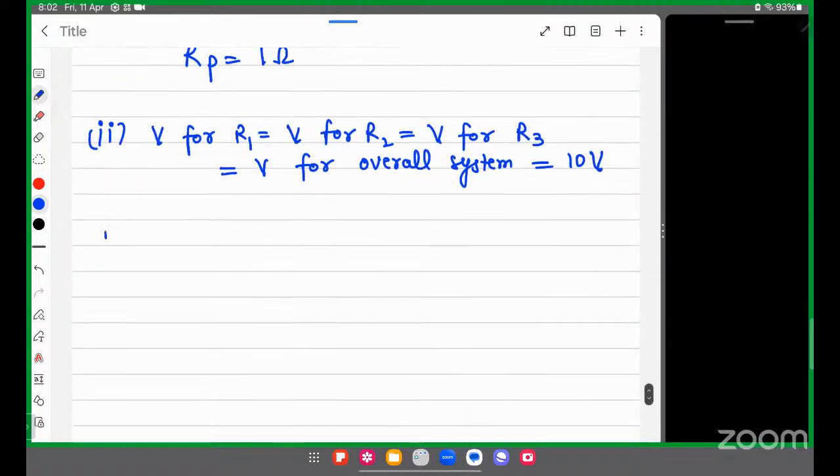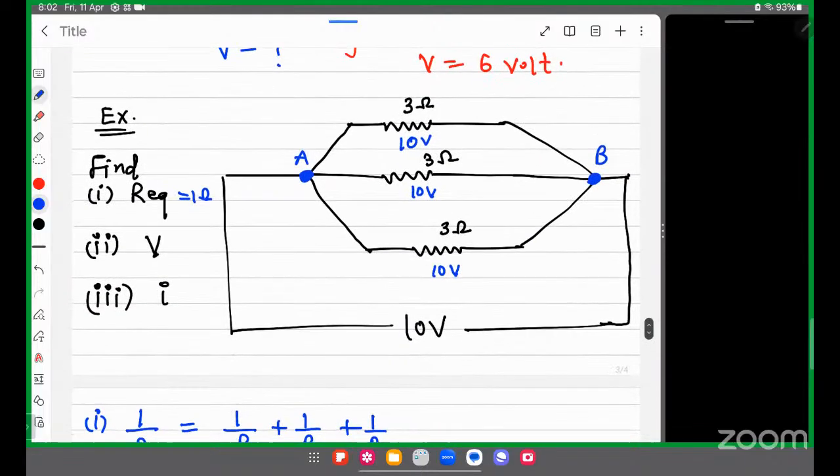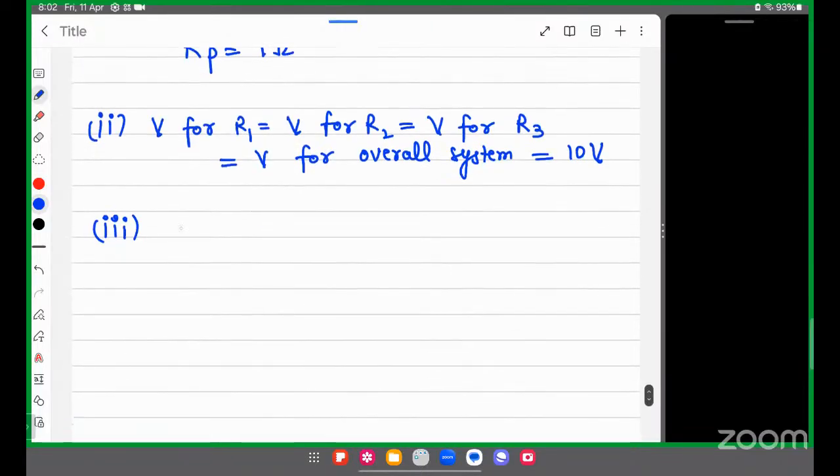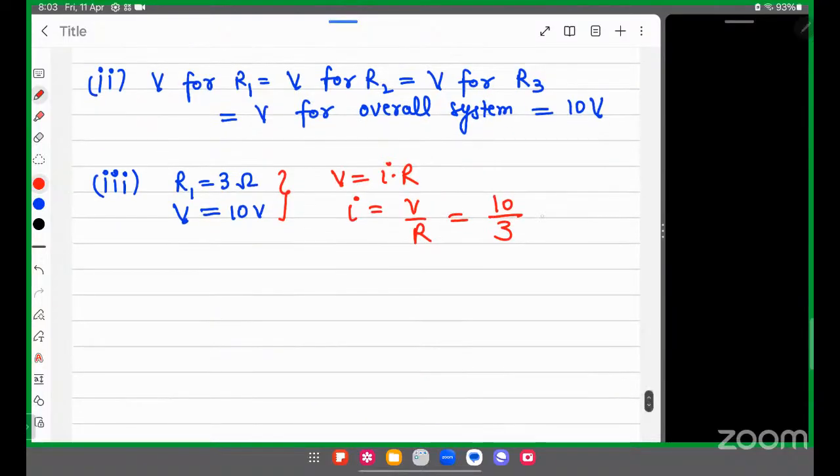Now we can work on the third question, which is about the electric current in these resistors. So for R1, we have the value of R1 as 3 ohm, and we have the potential for R1 as 10 volt. And we want to have the current I. So we can use the relation V equals IR, which indicates I will be V by R. V is 10, R is 3. So current I will be 10 by 3 ampere.